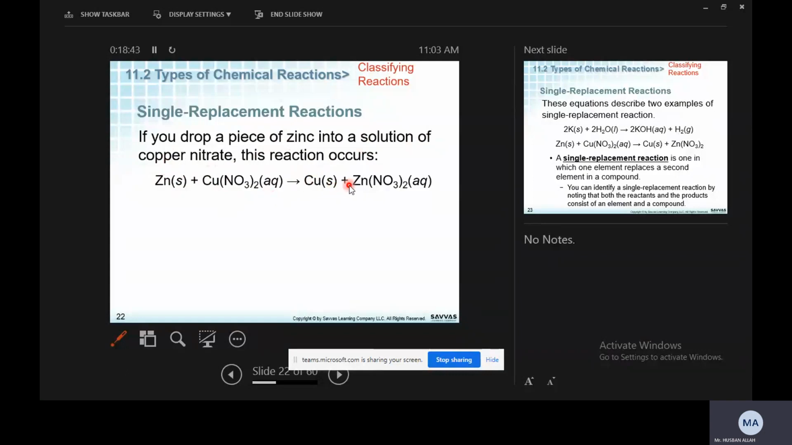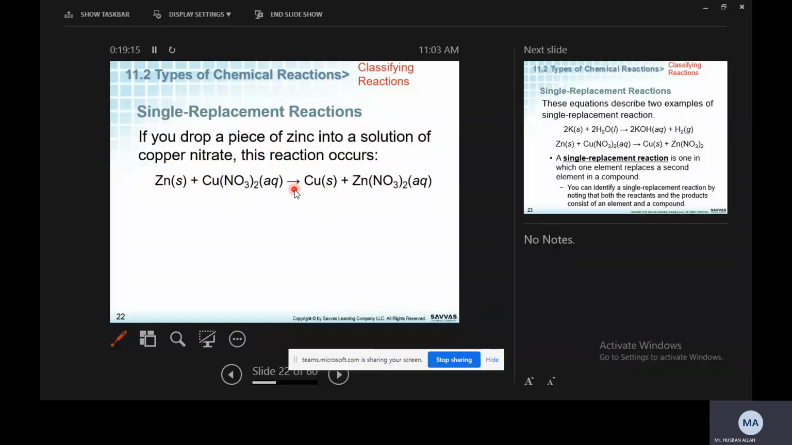So now it is a single replacement reaction, right? Copper plus zinc nitrate. In the solution we have copper nitrate, and in the product we have zinc nitrate. So zinc replaced copper. You can see copper is separate here now. Copper is removed from the solution. It is replaced by the zinc. So zinc replaced copper. Clear?